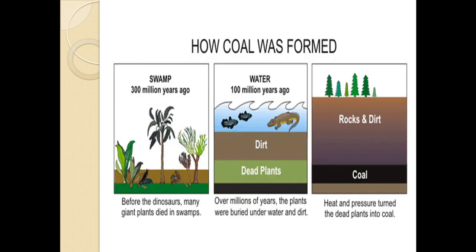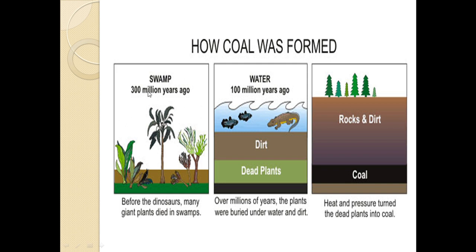Now how were these fossil fuels formed? The first important fossil fuel is coal. So how was coal formed? See, in this image you can see a swamp. A swamp is a place which is always wet. In Marathi we call it daldal.